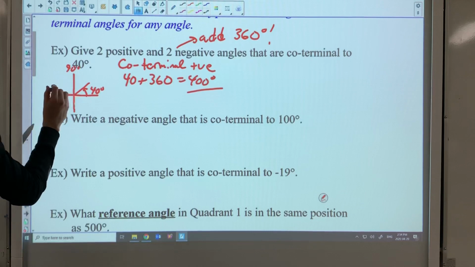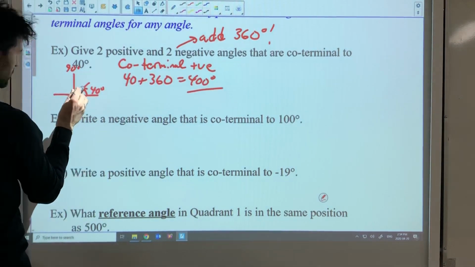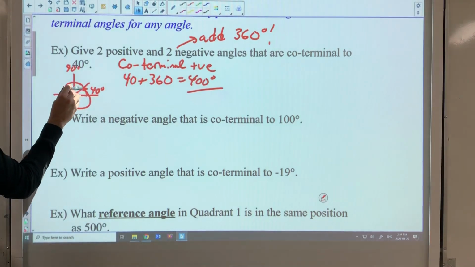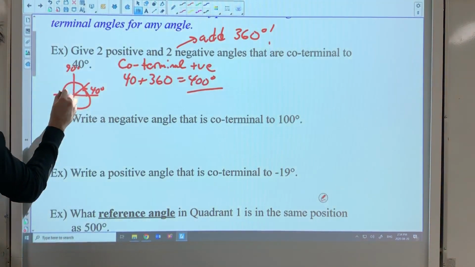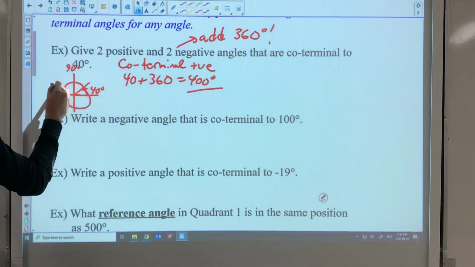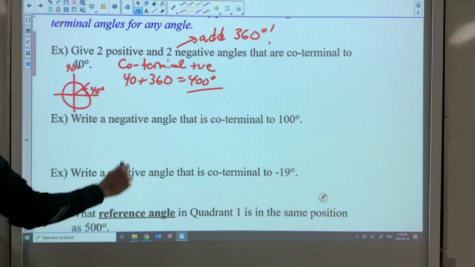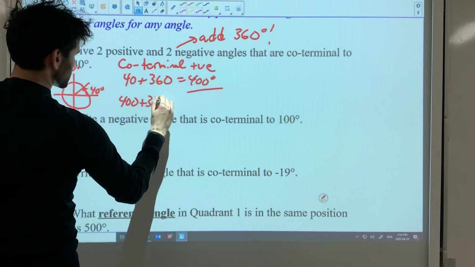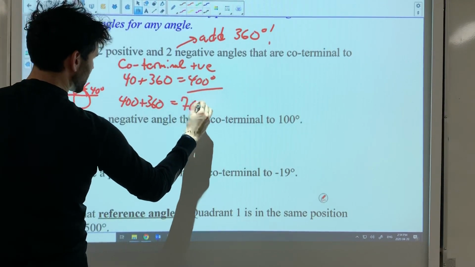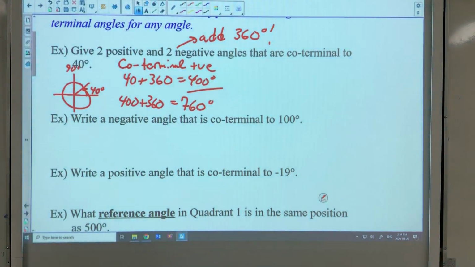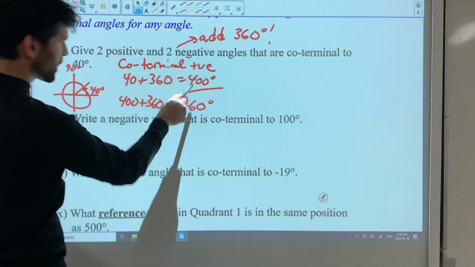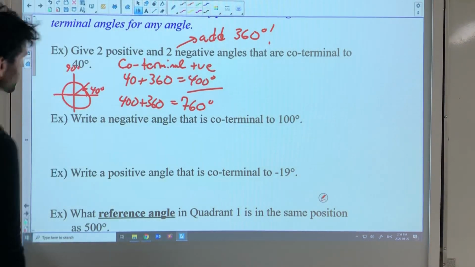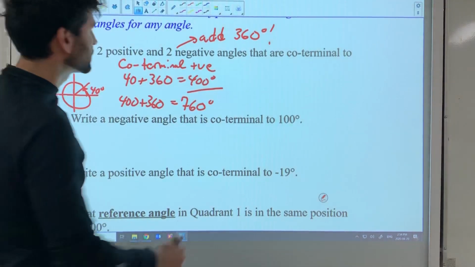And if you think about it, really what I'm doing is if I start here on 40 degrees and I rotate a full 360, do you see how I've landed in the same exact spot? So I got the same terminal arm, except I've now gone 400 degrees all the way around. So if I take 400 degrees and I add 360 to it again, I'm going to get another coterminal angle of 760. So 40, 400, and 760, they all land in the same place on the unit circle. That's what makes it coterminal.